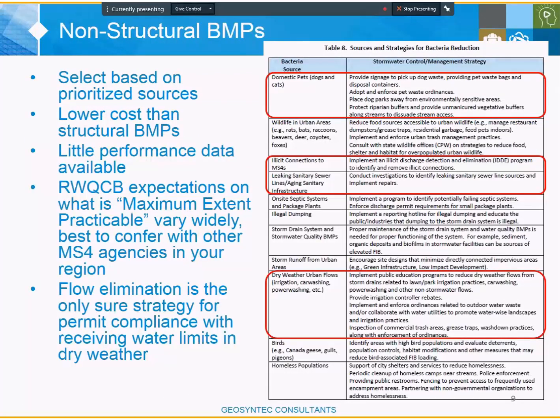So now you've identified your sources in your urban area, you've prioritized them, and now you select first non-structural BMPs to target them. Based on your prioritized sources, now you align your non-structural BMPs to address each of those sources. These are selected based on your local prioritization and local knowledge. As you can imagine, non-structural BMPs are lower cost than structural BMPs, but little performance data is available on them. It's rare that you have published controlled studies on the water quality effectiveness of implementing different non-structural controls.